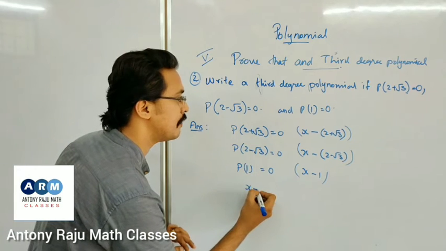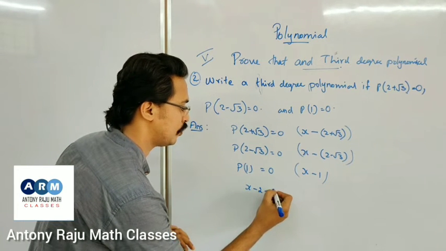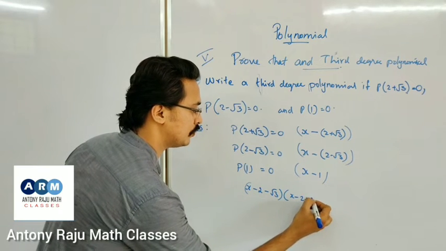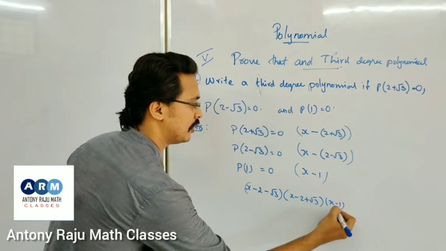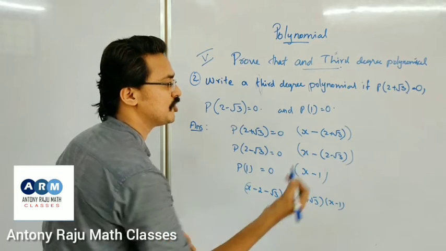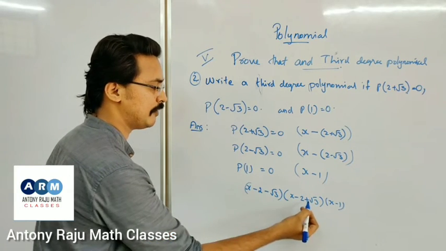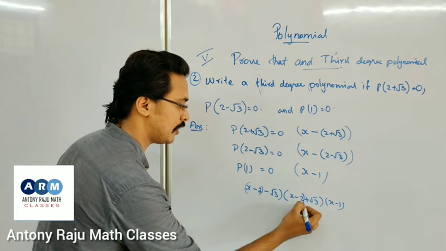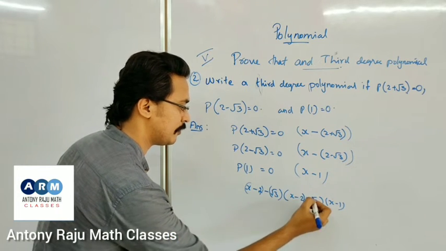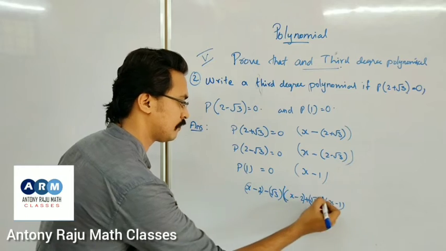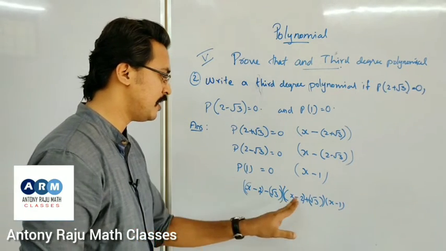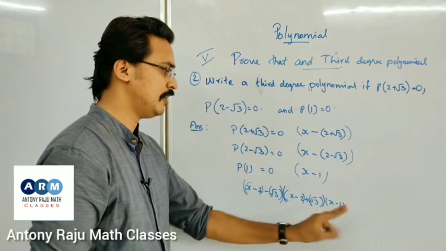x minus 2 minus root 3 into x minus 2 plus root 3 into x minus 1. That is the negative bracket open. That is the minus root 3 and plus root 3. Now, if you look at x minus 2 common, then we can say x minus 2, minus root 3, x minus 2 plus root 3 into x minus 1.